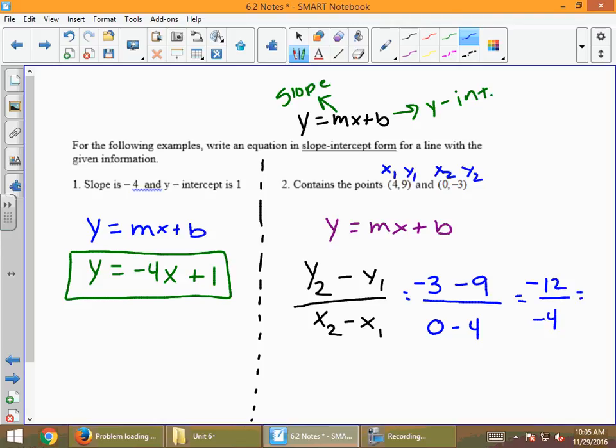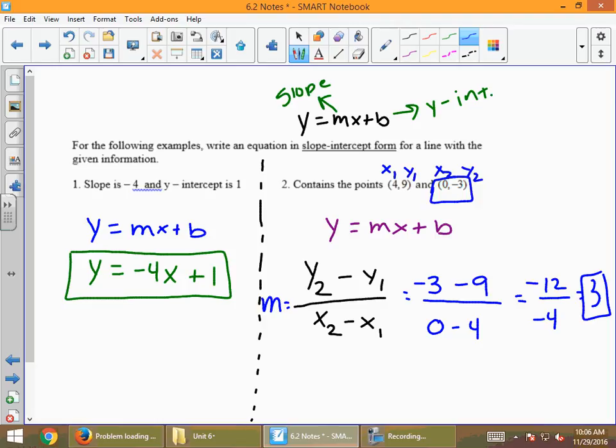And what must we always do with fractions? Simplify them. So -12 divided by -4 is what? 3. So we found our slope. There's our m. Do we have our b? Yeah, what is it, Ben? -3. Right? This guy right here.